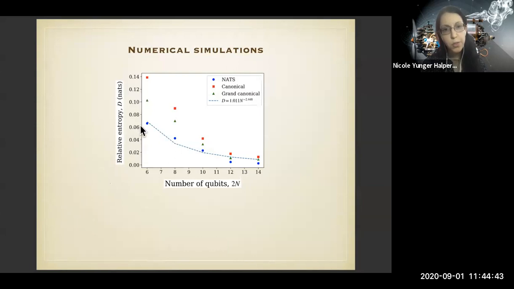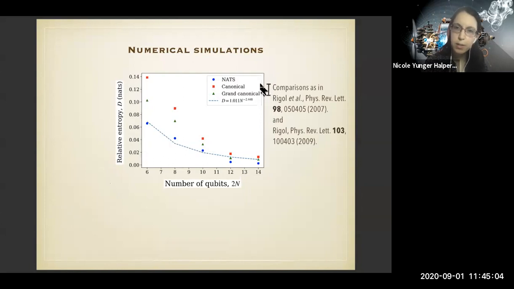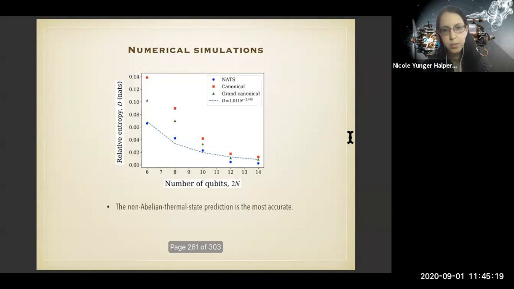So here are the results. The most important pieces are these blue disks. Those are the distance by the relative entropy from the final state of the system of interest to the non-abelian thermal states. And those are the lowest points, so the prediction from the non-abelian thermal state is the most accurate. We also compared to the canonical state and the grand canonical states by analogy with similar comparisons in these much earlier papers about a different, new quantum equilibrium state. So the non-abelian thermal state prediction is the most accurate, and the accuracy grows with the system size as the points become lower and lower.